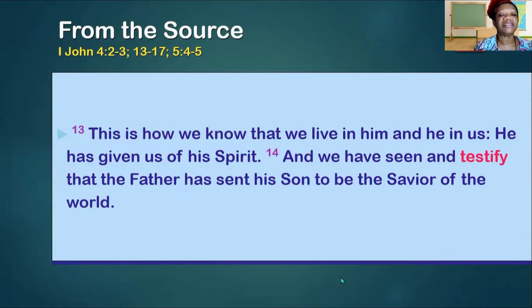This is how we know that we live in him and he in us. He has given us of his spirit, and we have seen and testify that the Father has sent his Son to be the Savior of the world.